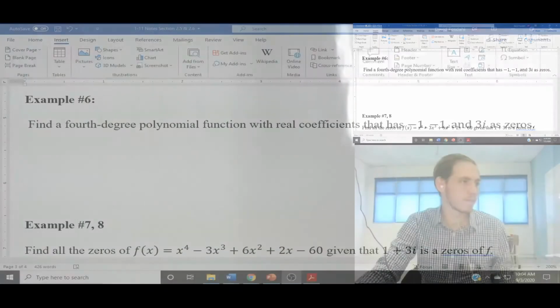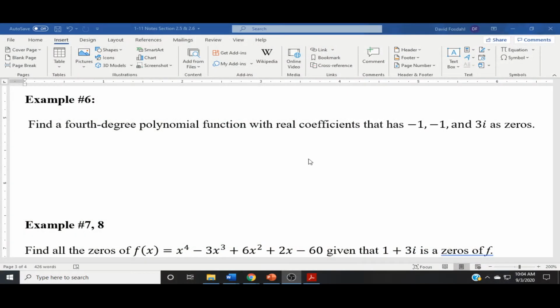Okay, very fast. Okay, find a fourth degree polynomial with real coefficients with zeros -1, -1, and 3i. So remember, sorry, that's not zoomed in enough. Okay, so I'm actually going to just blow it up so you see this. This video might be a little bit longer. Apologies, everyone. Okay, so what we're going to do is write it in linear factorization.